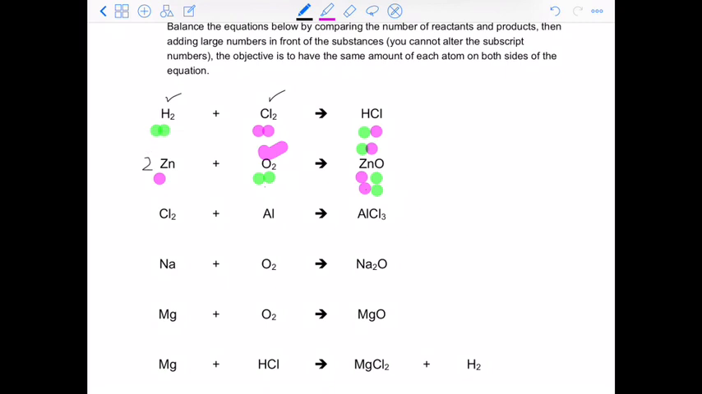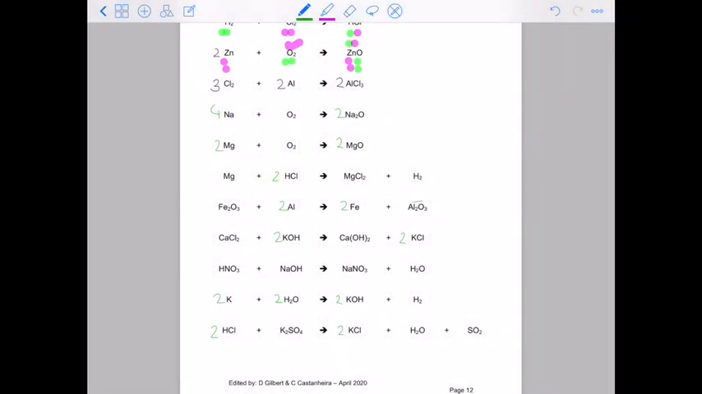I can't add a small 2. You cannot alter the subscript. You need to add more to it. So I need to add a second zinc. All right, now zinc is all right. Trying this as you go down. It takes practice. I know there's a lot there, but as you do more and more of it, it will get easier.